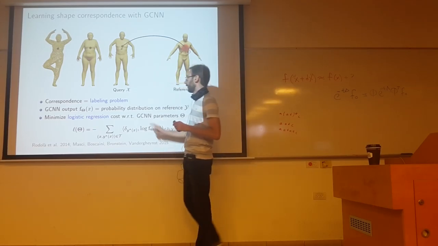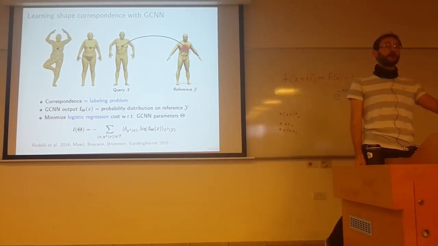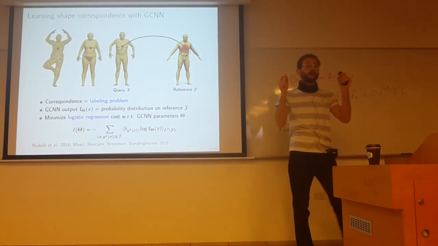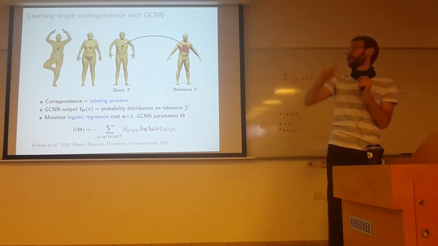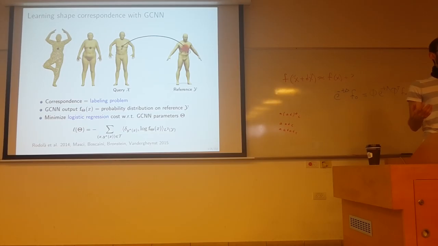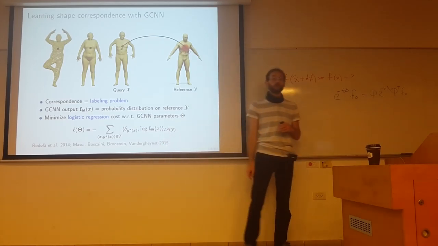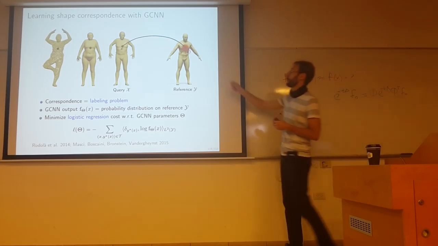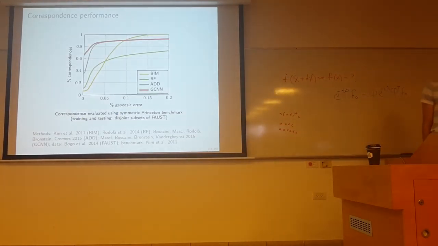So the output of the neural network at each point, F of X, can be interpreted as a probability distribution on the reference Y. The last layer will be a softmax layer and will produce something that looks like a probability. We want this probability to be as peaked as possible, with the peak appearing at the ground truth correspondence point, which I denote here by Y star. So this is a standard classification problem. We can train the network by minimizing the logistic regression cost. It looks like this. It's nothing else but the Kullback-Leibler divergence, the statistical distance between two distributions: the ground truth distribution, which is delta at Y star, and the actual distribution produced by the network.